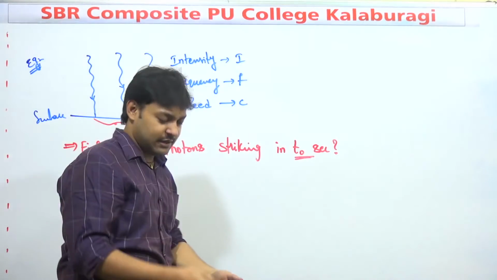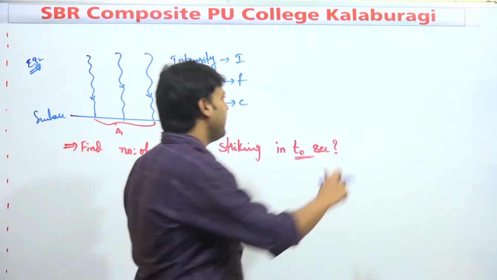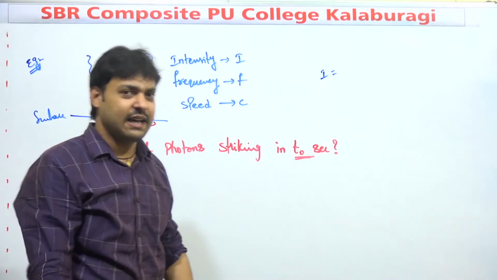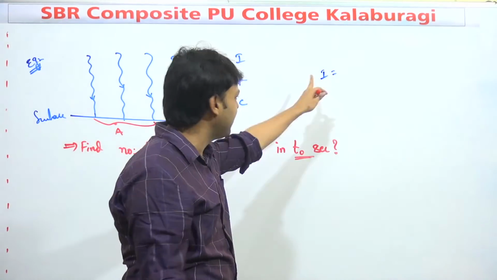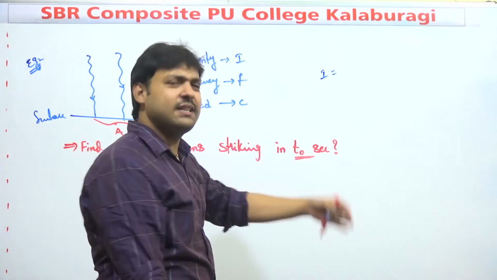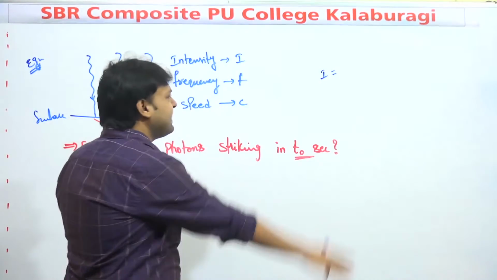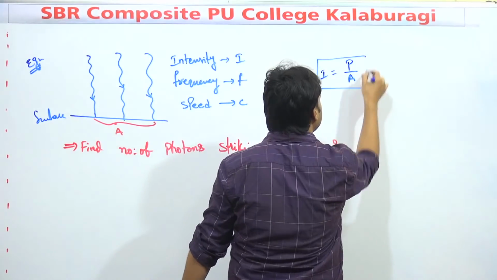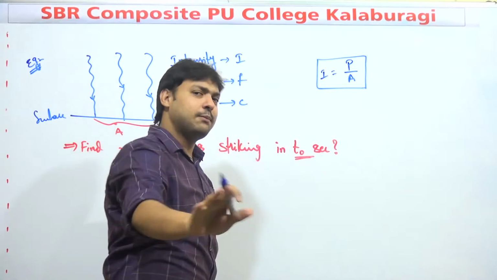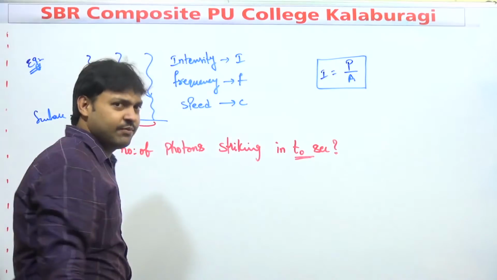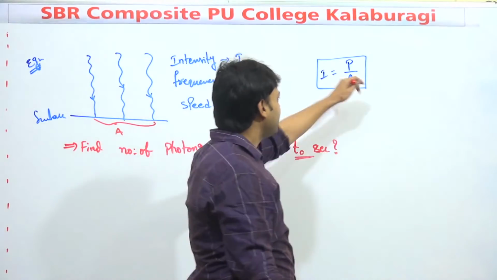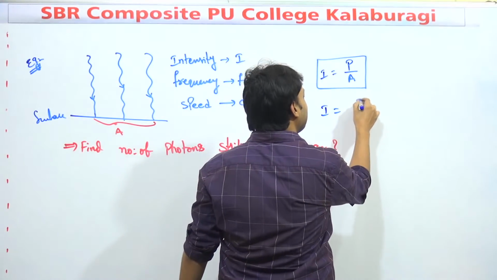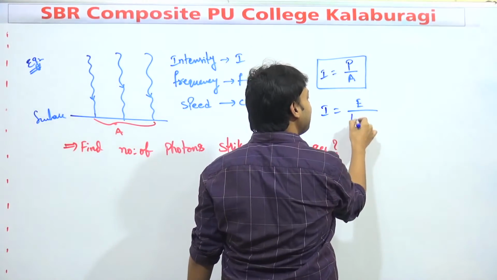So how to calculate that? We know a formula. I think in class 11 waves we studied a formula for intensity, and we will also get this formula in the double slit experiment. Intensity I can be written as power per unit area. We can apply this in the waves concept also, as this is also a wave. So intensity equals power per unit area, and power is nothing but energy per unit time.